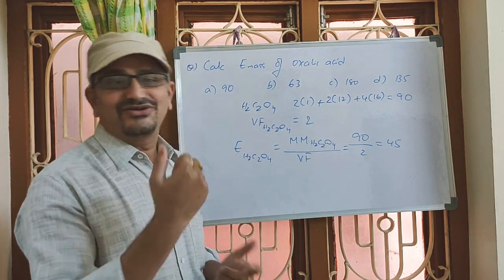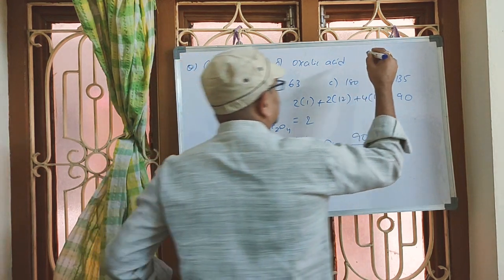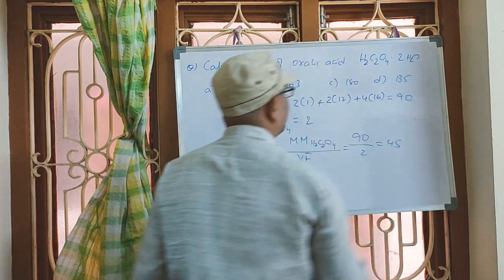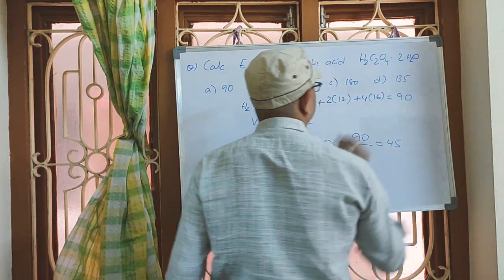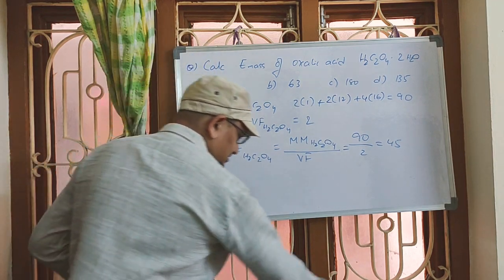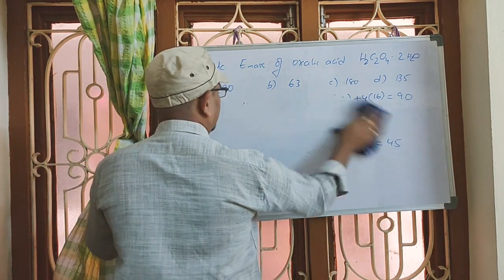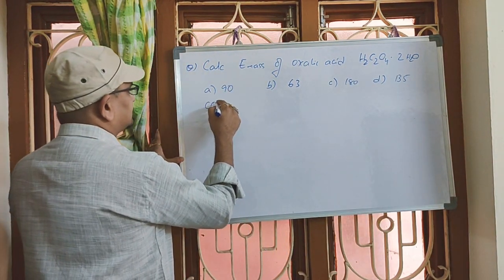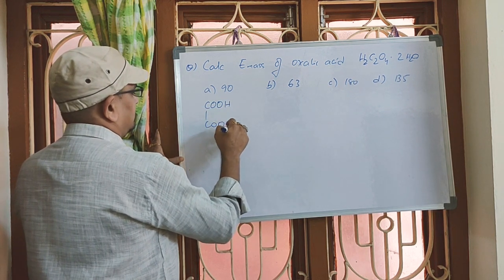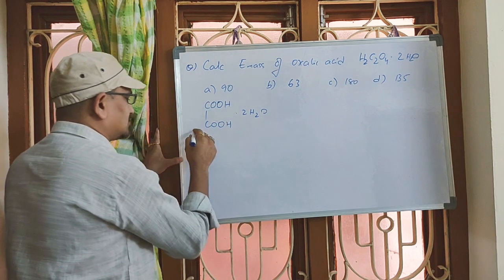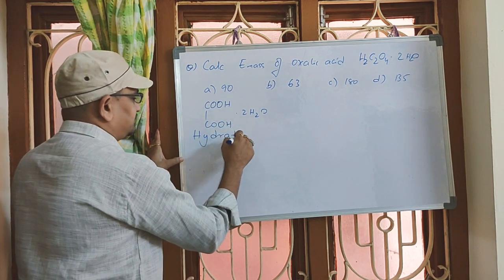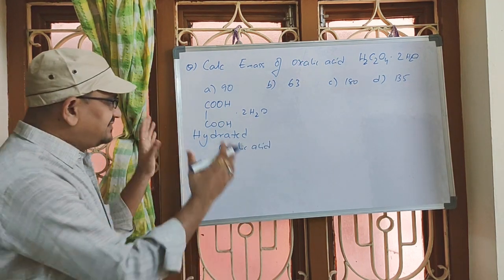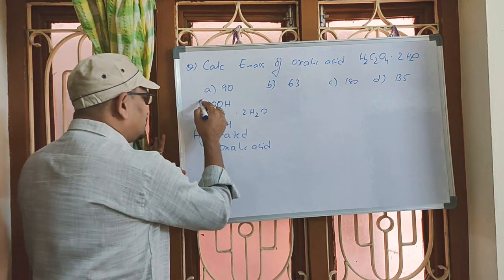It is hydrated oxalic acid. What is hydrated oxalic acid? That is H2C2O4·2H2O. Right? See, once again, COOH twice. Hydrated oxalic acid means (COOH)2·2H2O. This is called hydrated oxalic acid.